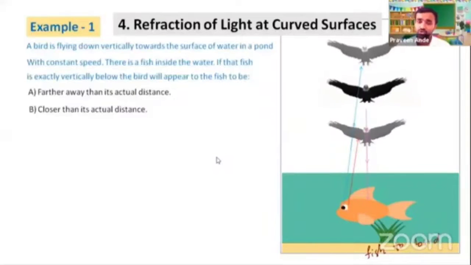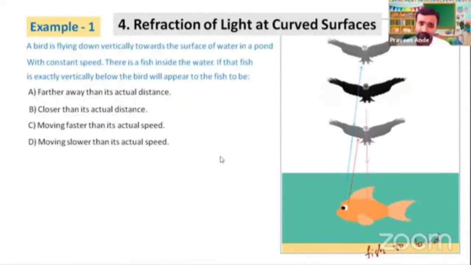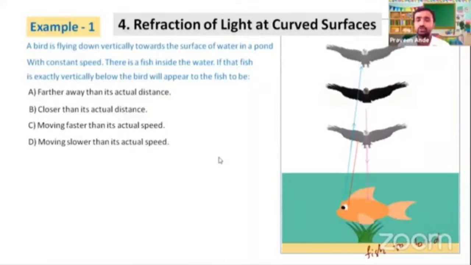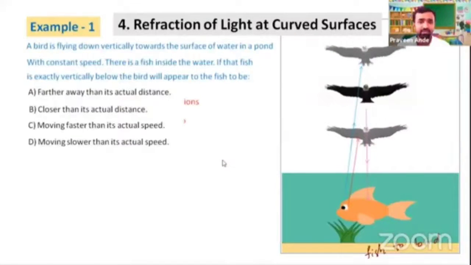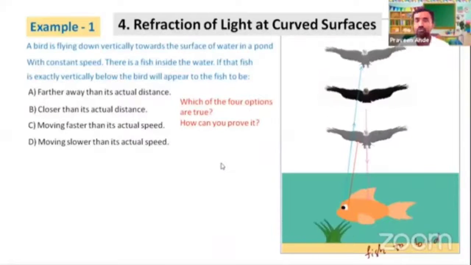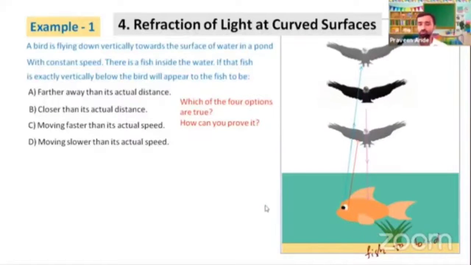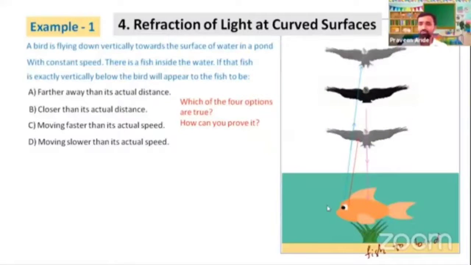Then two more options are also given here: moving faster than its actual speed, or moving slower than its actual speed, right? So we need to give clarity here. Which of the four options are true? How can you prove it? So we have to prove which is the correct option for this situation. Okay, right? So we'll start here.